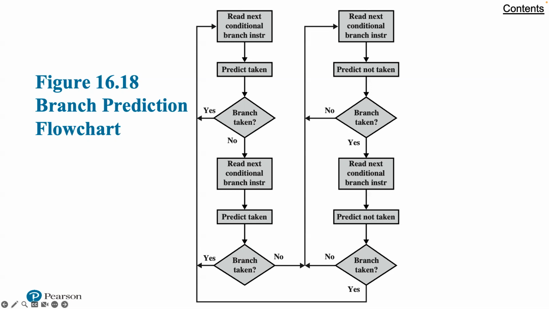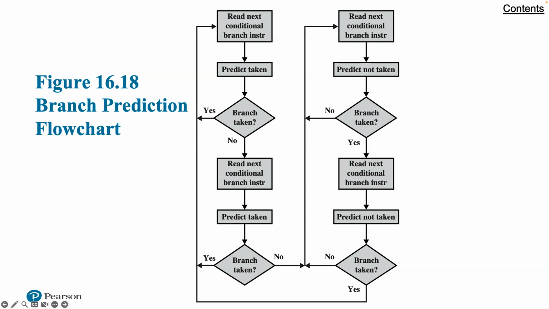If two bits are used, they can be used to record the result of the last two instances of the execution of the associated instruction, or to record a state in some other fashion. Figure 16.18 that we're showing here shows a typical approach. You can also see problem 16.13 for other possibilities.